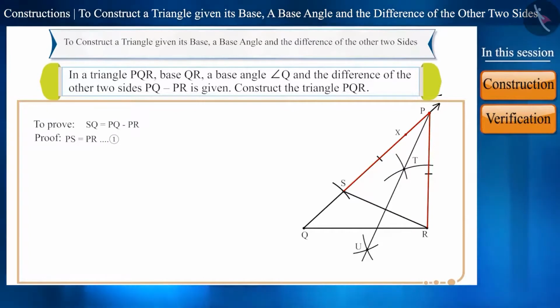Let's call it equation 1. And side PQ is formed by joining two line segments PS and SQ. Therefore, PQ is equal to PS plus SQ, and we can write it like this as well. SQ is equal to PQ minus PS. Using equation 1, we can write it as follows. SQ is equal to PQ minus PR, that is, the length of side SQ is equal to PQ minus PR. Therefore, our construction is correct.